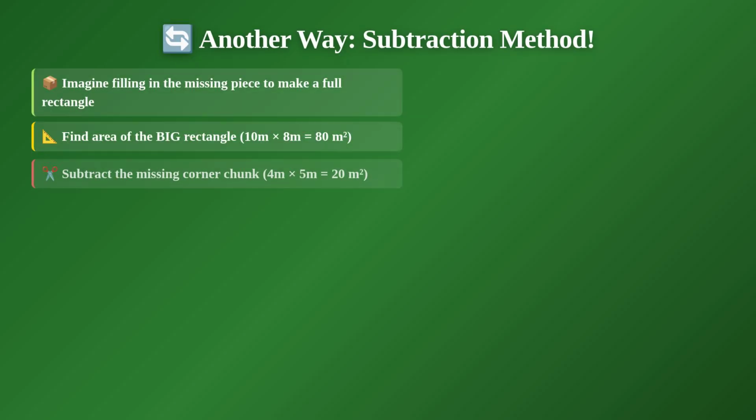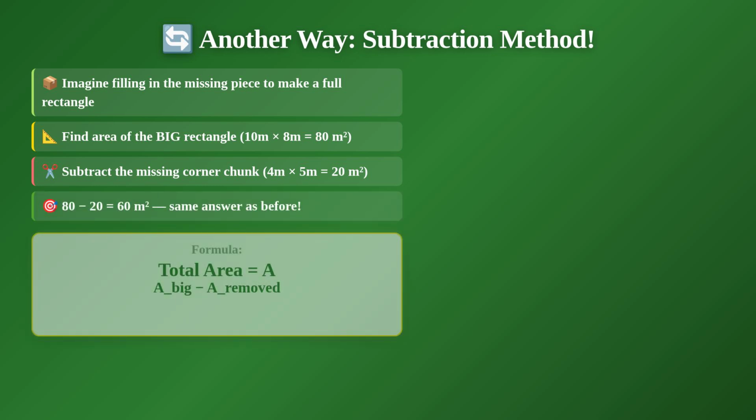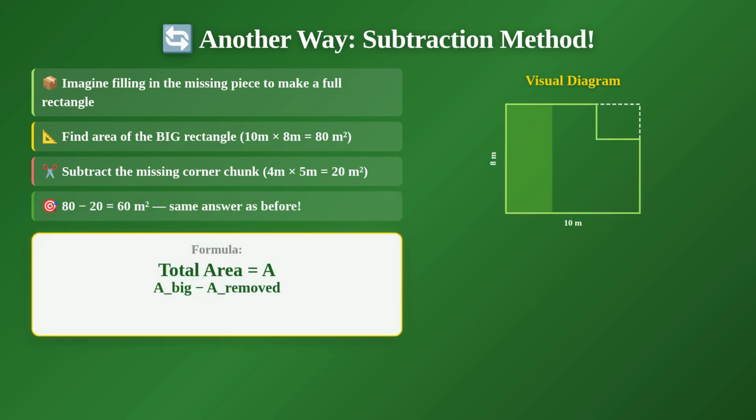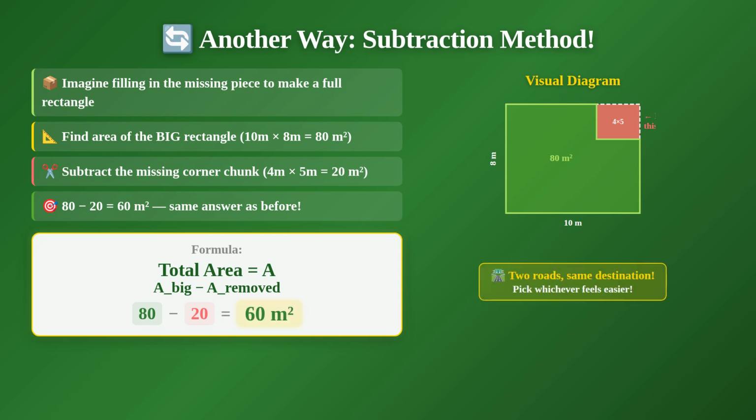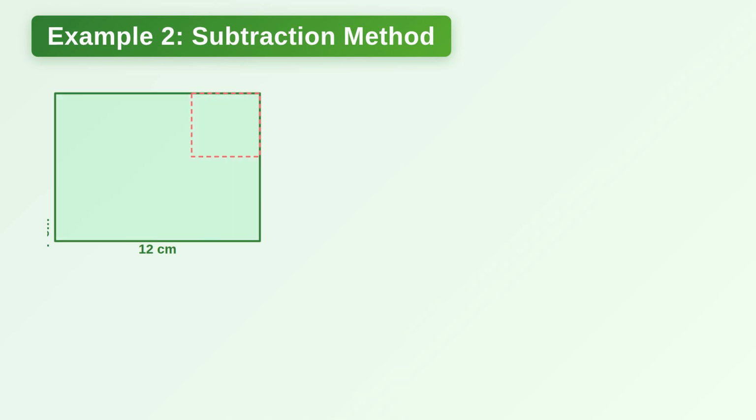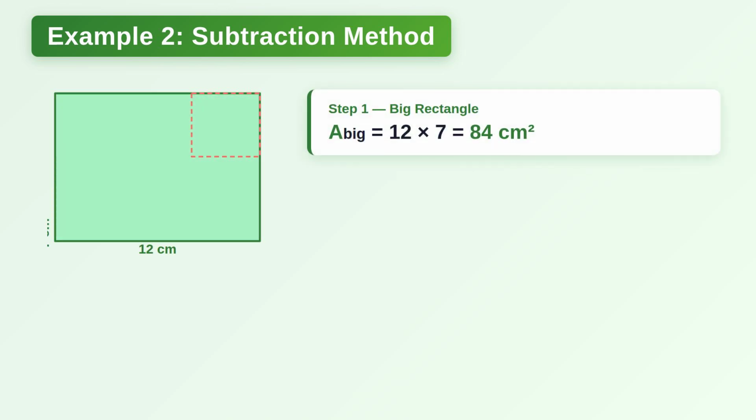Here's a cool alternate strategy, the subtraction method. Instead of adding pieces together, imagine filling in the missing chunk to make a simple big rectangle. Find the area of that big rectangle, then subtract the piece that's actually missing. For Maya's garden, the big rectangle would be 10 meters by 8 meters, giving 80 square meters. The missing corner chunk is 4 meters by 5 meters, which is 20 square meters. So 80 minus 20 equals 60 square meters. Same answer. 2 roads, same destination. Pick whichever feels easier.